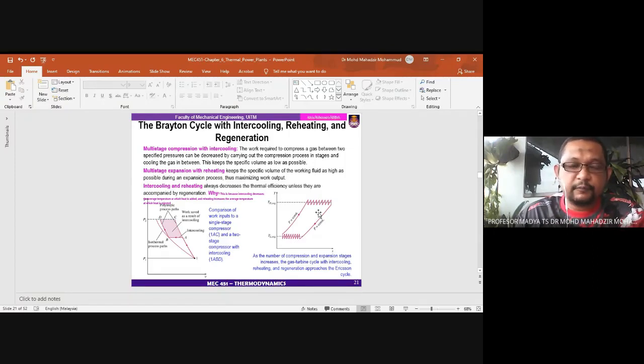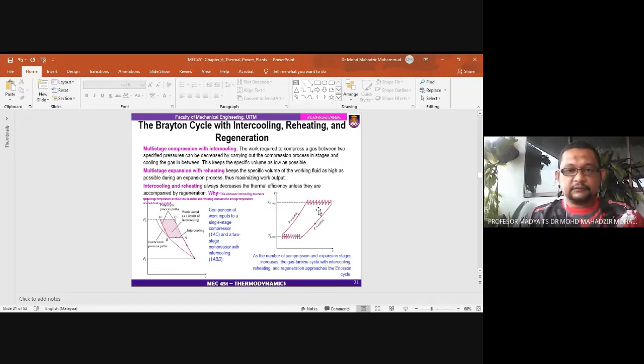For multi-stage expansion with reheating, it keeps the specific volume of the working fluid as high as possible during the expansion process, maximizing work output. That is the reason why we put intercooling between compressors and reheaters between turbines.